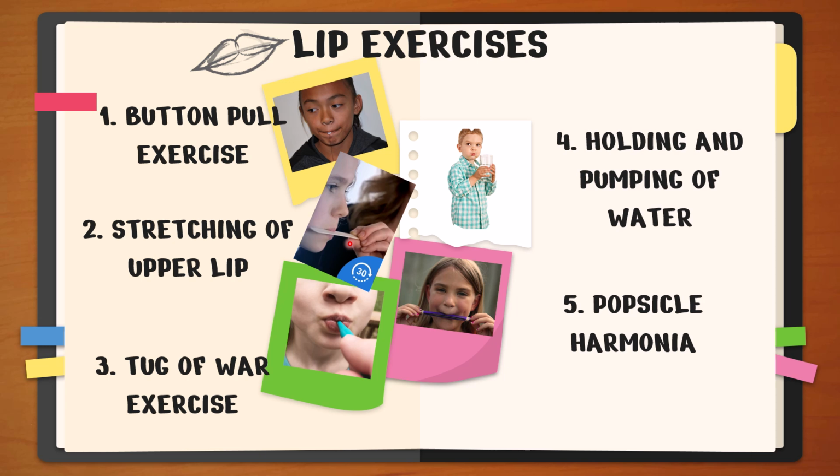Some of the lip exercises mentioned here are the button pull exercise, stretching of the upper lip using a popsicle stick, and the tug of war exercise, where a thread is tied to a button and compressed between the lips, and it is pulled out so that the lips can contract. Next is the holding and pumping of water, like we do in gargling, but we have to use a closed mouth and hold and pump water. Next is playing a harmonica or using any wind instrument.